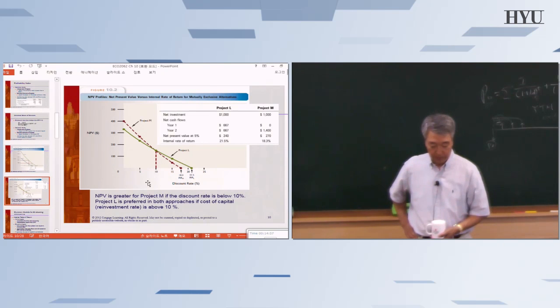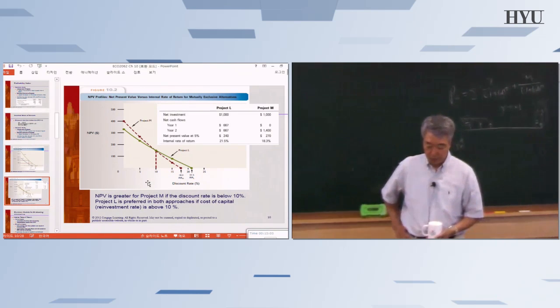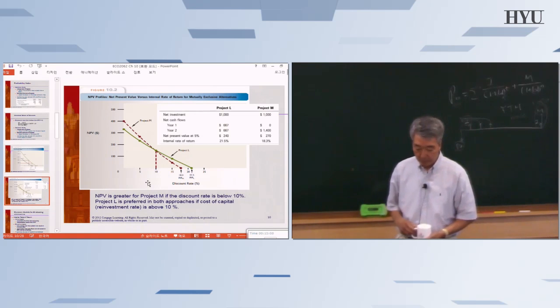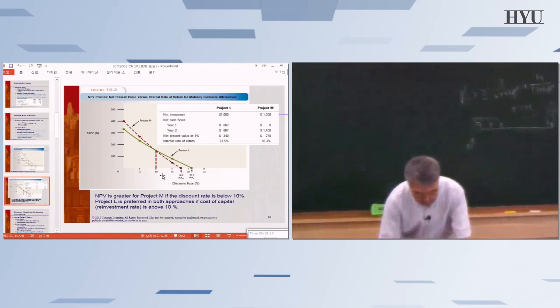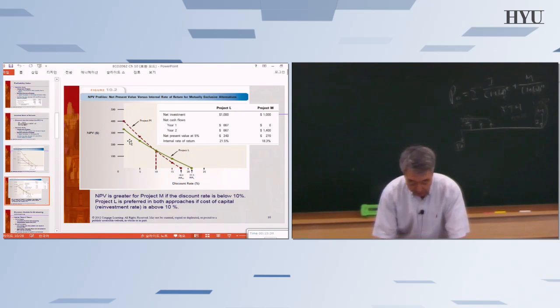If you calculate the net present value at a 5% cost of capital, it comes out to be $240 and $270. At this point, if the cost of capital happens to be 5%, then project M's NPV is 270, and project L's NPV is 240. If you calculate the internal rate of return for each project, it comes out to be 18.3% and 21.5%. So they came up with these curves, the red curves and green curves.